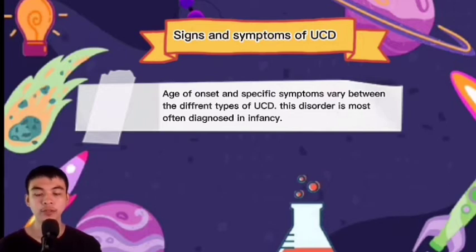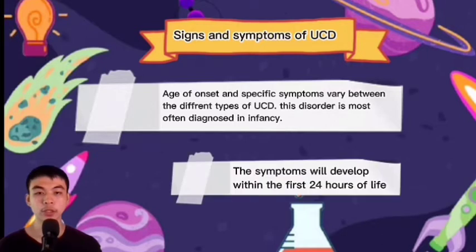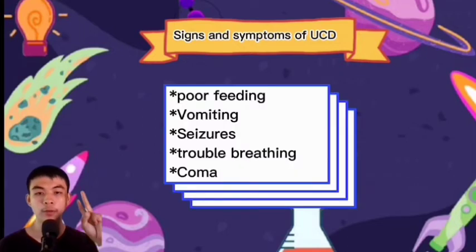In children with severe UCD, the symptoms will develop within the first 24 hours of life, although all of the symptoms may not be present. Usually, the baby will become very sleepy and irritable and will have feeding problems, including poor feeding, vomiting, and also seizures. Some of the children also experience trouble breathing, and eventually it can cause coma and death.